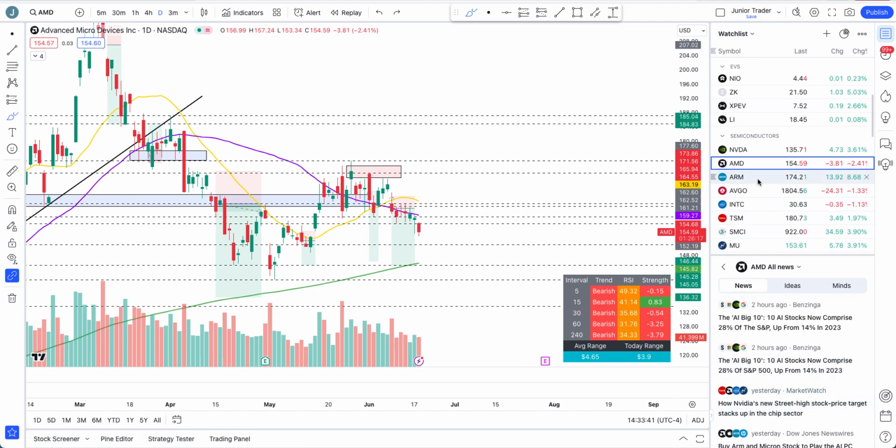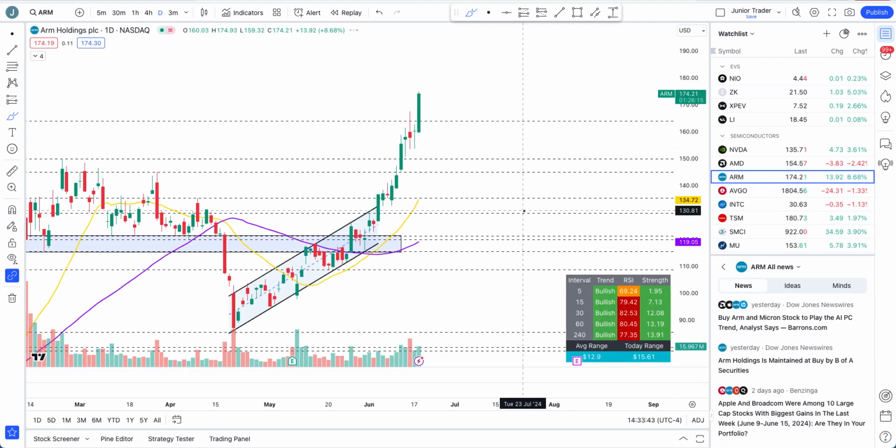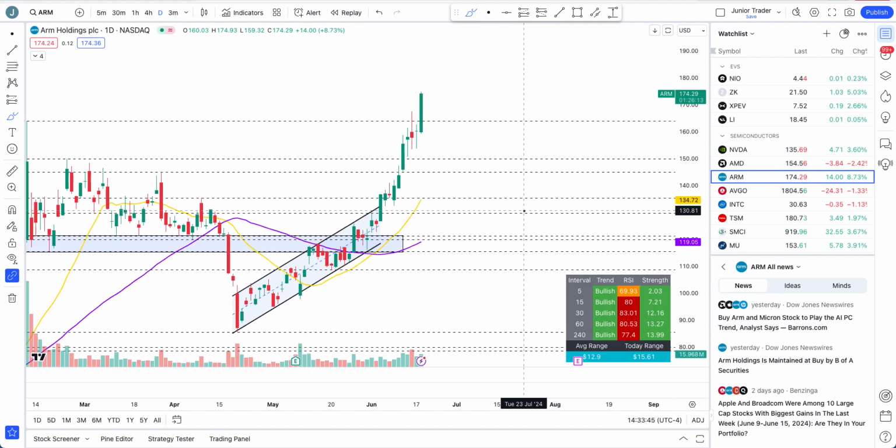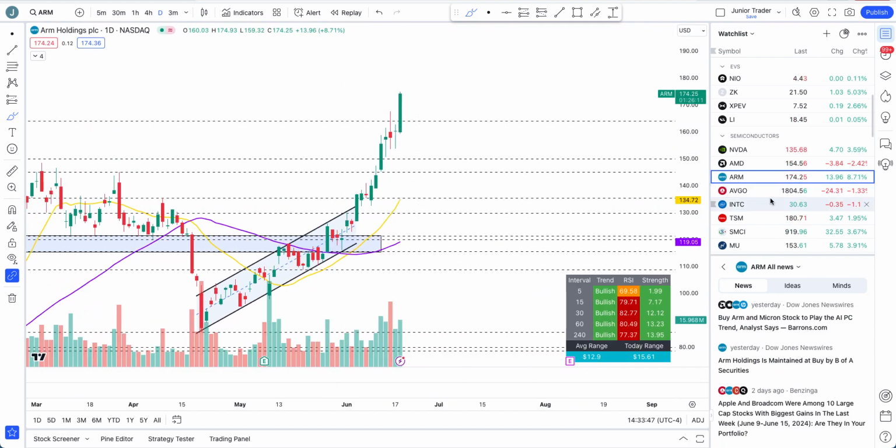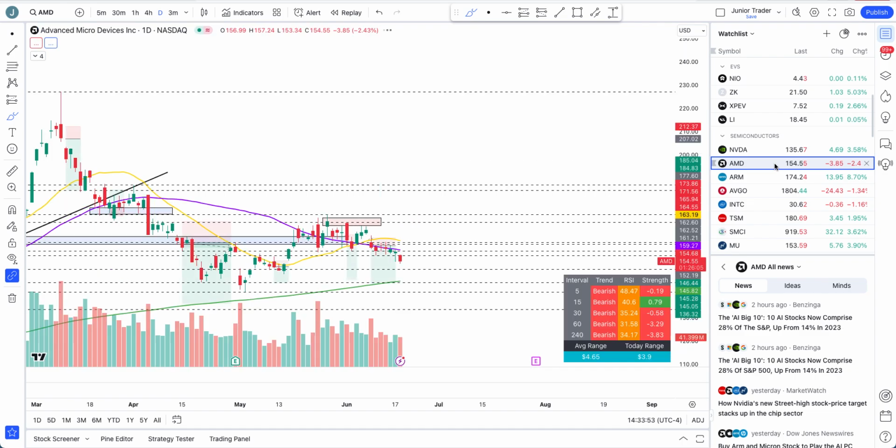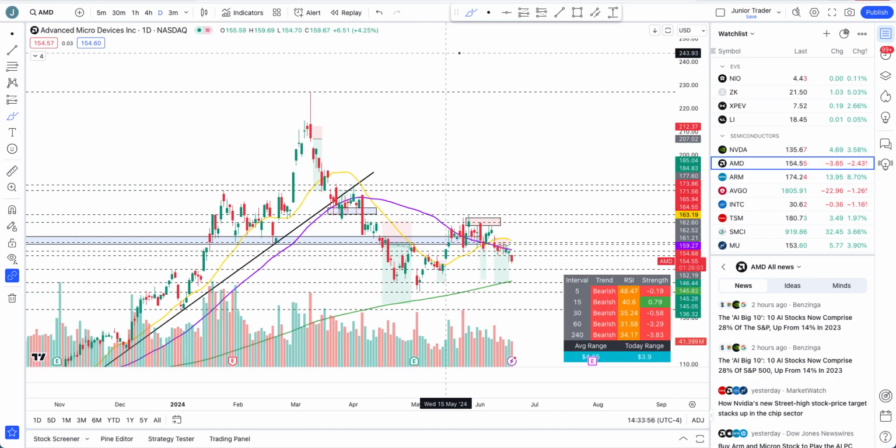But you can see, for example, ARM. I'll do another video on this thing today, but I have been talking about it. This is purely a long play, and this is still strong. Anyways, poor AMD. That analyst really shook it down. This is the only semiconductor that is going in the downtrend.